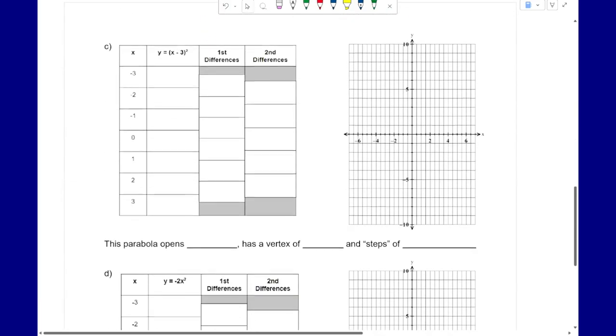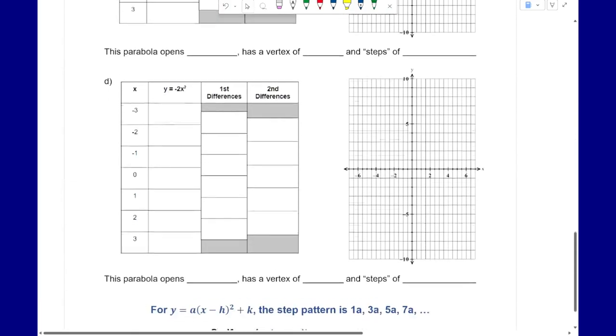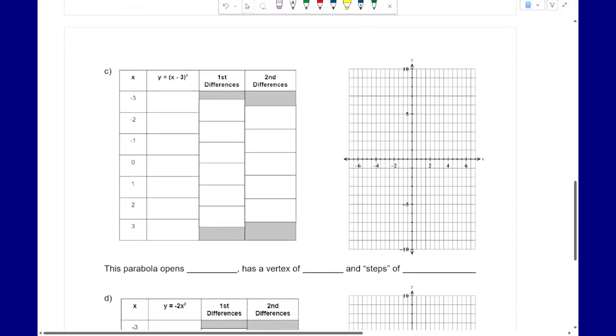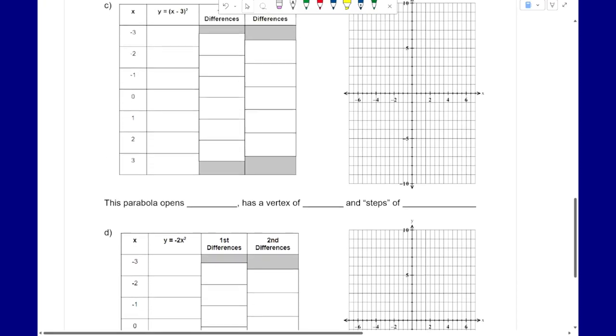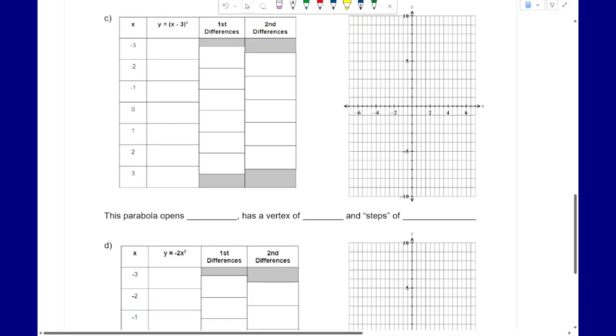Now there are 2 more examples with different types. So take a second, create your table of values, find your first and second differences, determine how the parabola is opening, what the vertex is, and what the steps are. And we'll come back and take a look and review what we should have.